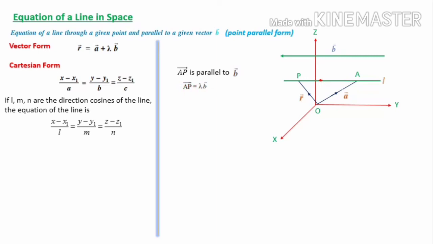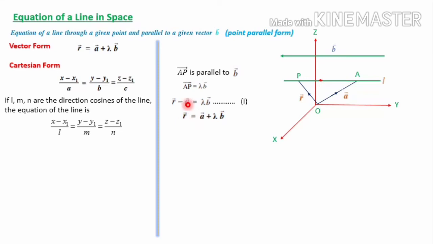Position vector of P minus position vector of A. The position vector of P we know is R, and the position vector of A we know is vector A. So R minus A, that is vector AP, equals lambda into vector B. From here we can calculate R.